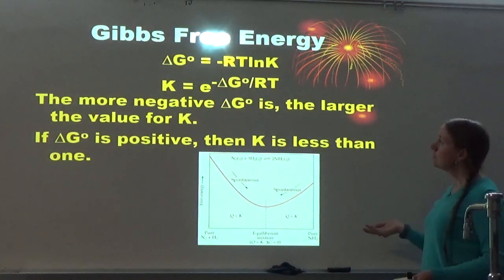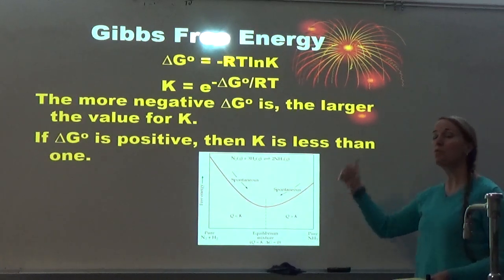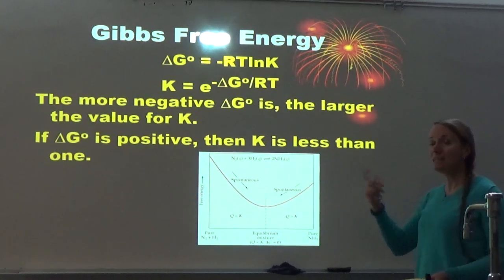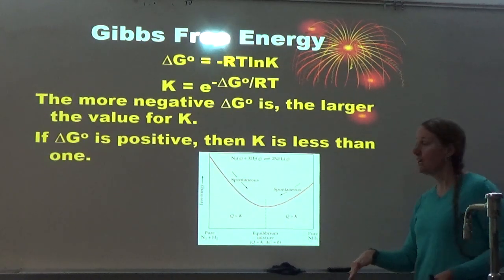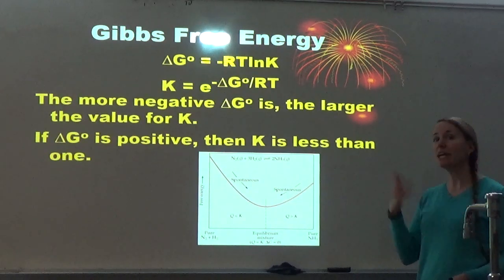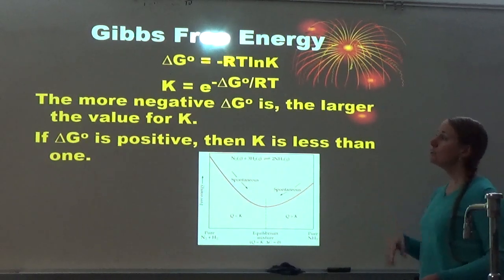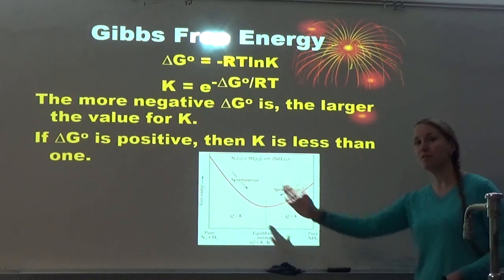The more negative delta G is, the larger the value for K, which makes sense because K means we want a lot of products. So that means the reaction must be thermodynamically favorable, so delta G must be negative. Okay, so the more negative delta G is, the bigger K is, the more chance there is to make products. If delta G is positive, then K is less than 1, because that means it favors reactants.